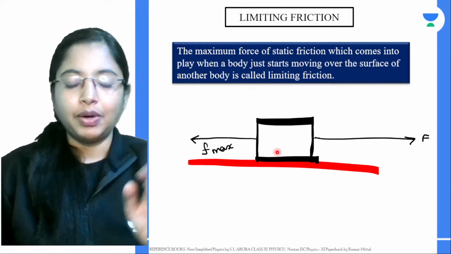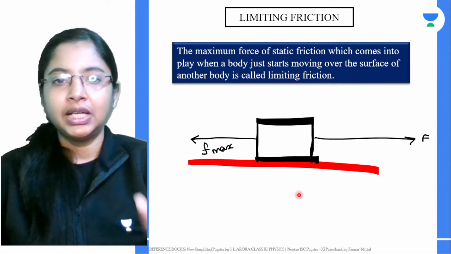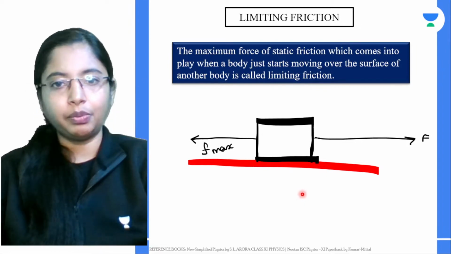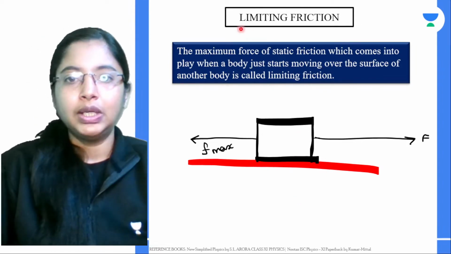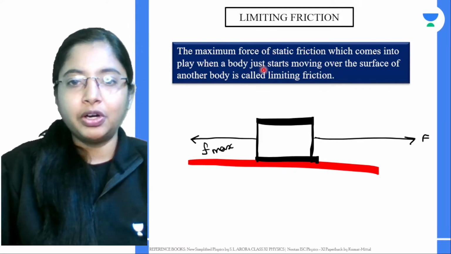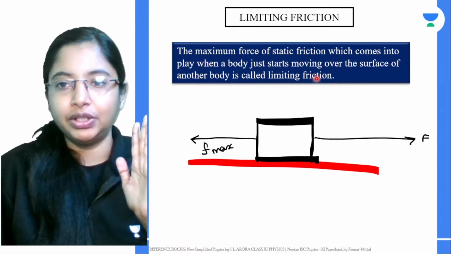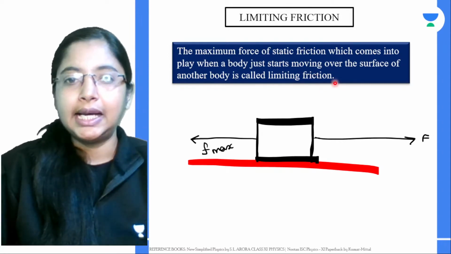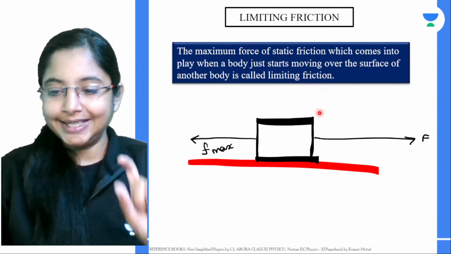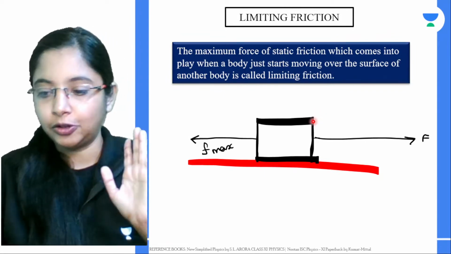Okay, now as you keep increasing the force, there will be a point where the object starts moving. At one particular point, the object will start moving. So the maximum force of static friction which comes into play when a body just starts moving over the surface, that is called limiting friction. In this case the object has just started to move.